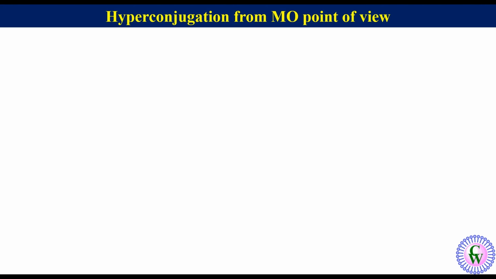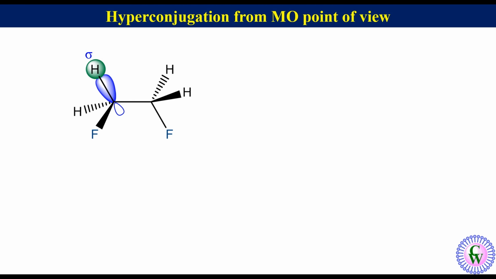1,2-difluoroethane. We know that the most stable conformation of 1,2-difluoroethane is gauche, which can be drawn in perspective formula like this. In this conformation, one of the two C-H sigma bonds of one carbon is parallel to the antibonding orbital of the C-F sigma bond of the other carbon.